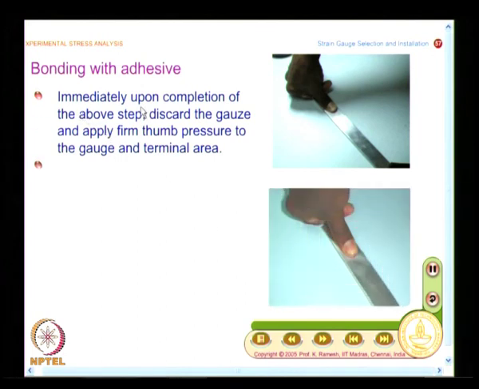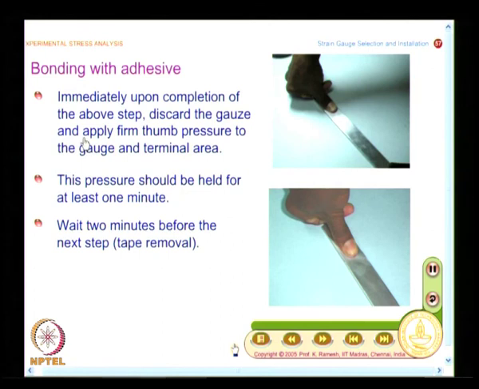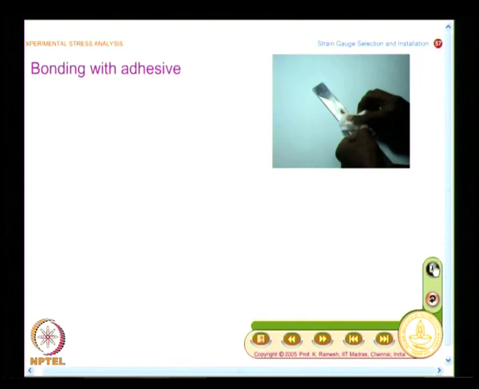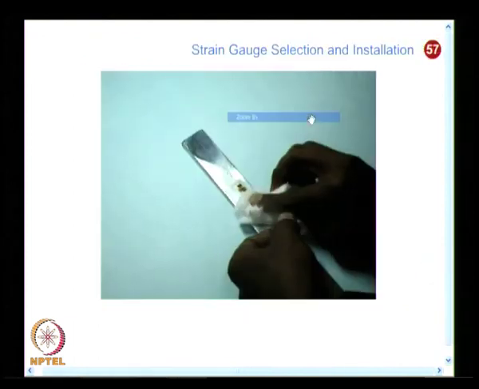So, immediately upon completion of the above step, discard the gauze and apply firm thumb pressure to the gauge and terminal area. So, this is how a strain gauge is bonded, and you need to wait 2 minutes before the next step, which we will take up later. But what I will do is repeat the animation for you to appreciate the sequence involved.